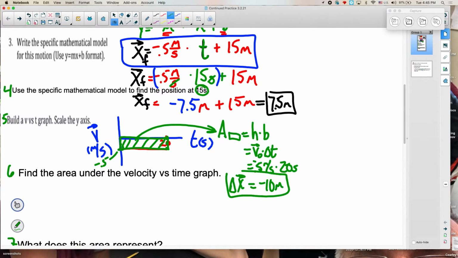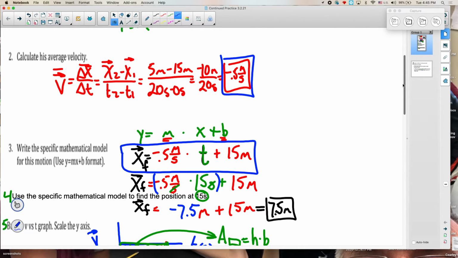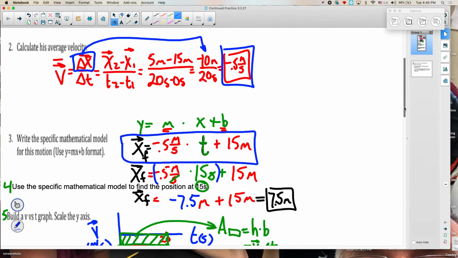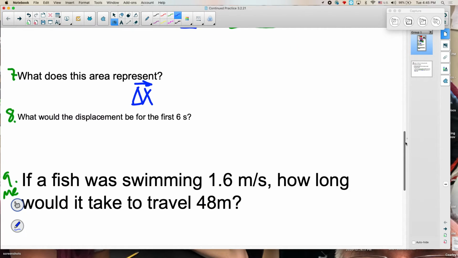Now, a reinforcement for that is the fact that if we go back up here and look at how we calculated the velocity, we calculated the displacement for the whole time, which we said was negative 10 meters. So it moved 10 meters in a negative direction. Find the area under the velocity versus time graph. Oops, I just did that here. What does this area represent? We said that the area under a velocity versus time graph always represents the displacement or change of position, how far it went during that time.